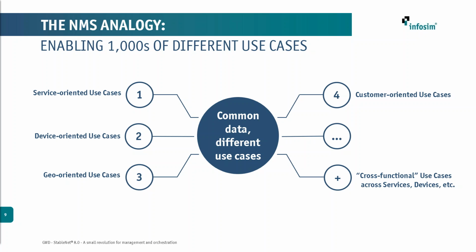And what is common for all these use cases is they share common data. Ideally, you should have one source of data, one network management system where you have the device data, the service data, all the measurements, and this should be usable for the different use cases. I didn't even mention cross-functional use cases where we are combining services, devices, and maybe look at all services in a special location for a certain customer with particular devices. So you could arbitrarily combine this.